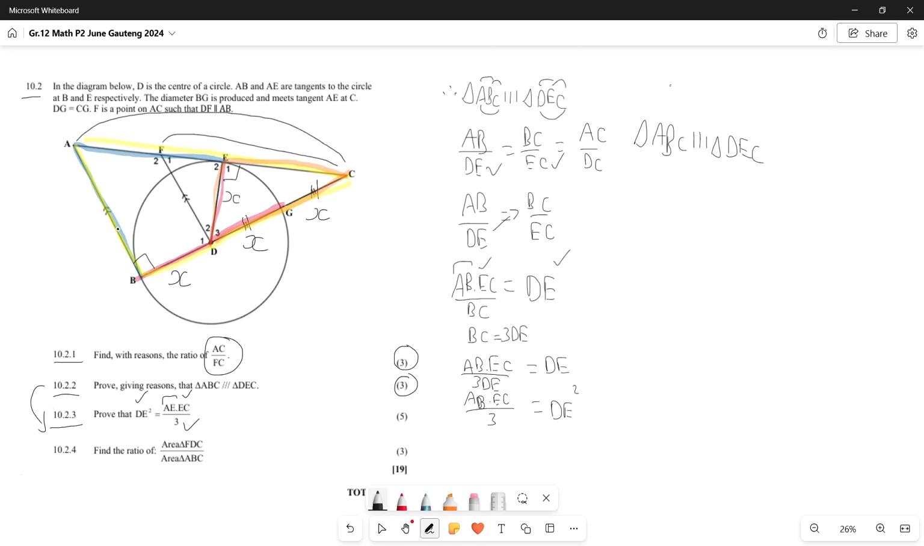And looking at AB and AE over here, they are both tangents to the circle from the same point, which means AB will equal AE because they are both tangents from the same point.